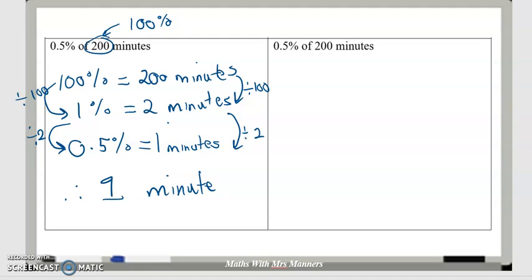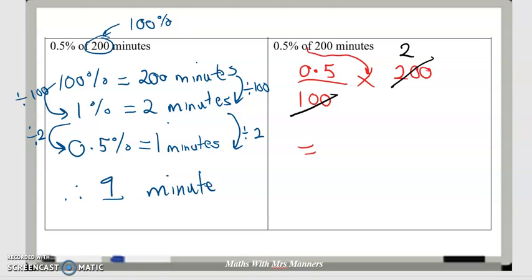Method two would require me to change the percentage to a fraction by putting it on 100, changing the "of" to a multiplication sign, and multiplying by 200. And here I think the arithmetic works out pretty nicely. The 100 can go into the 200 2 times, or you could just say I'm dividing the 100 by 100 and dividing the 200 by 100, which is 2. And then I'm just left with 0.5 times 2, and 0.5 times 2 is 1. Don't forget your units.